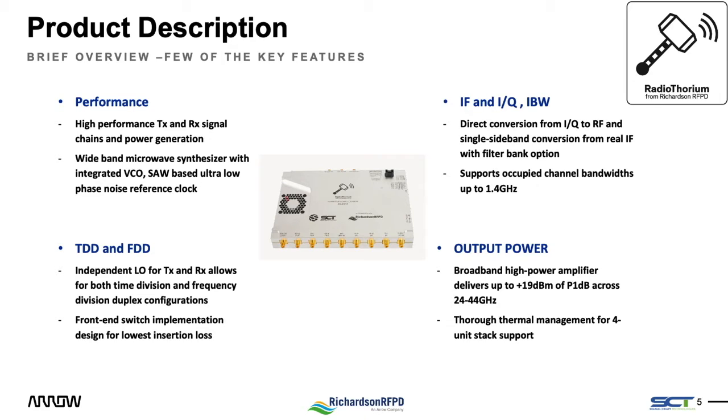Finally, our TX chain includes a gallium arsenide pHEMT power amplifier MMIC that will allow us to deliver a minimum of plus 16 dBm of P1dB in TDD mode and plus 19 dBm in FDD mode across the band, and that is the output connector level, so it factors in all post-PA losses.